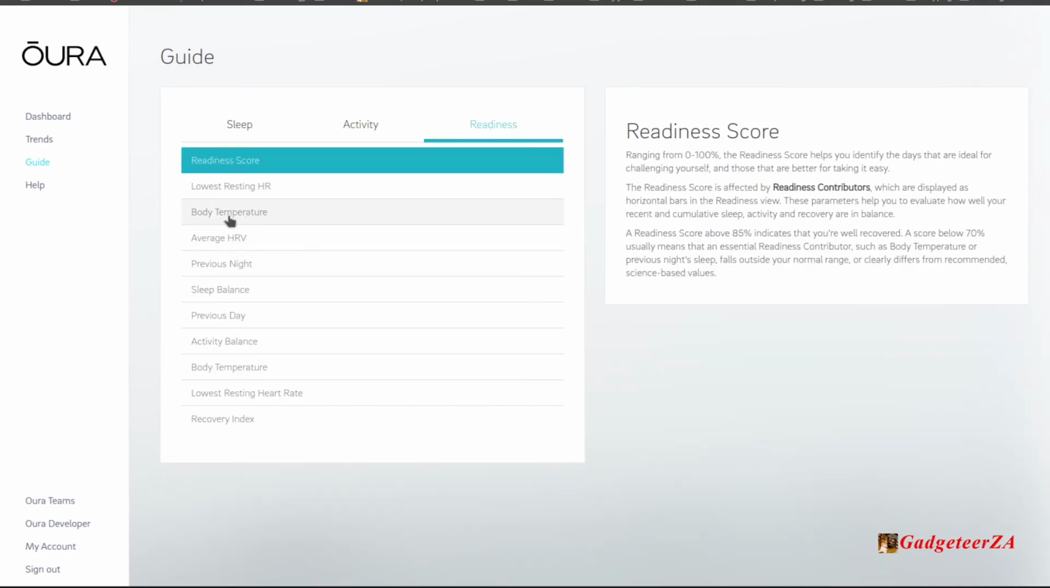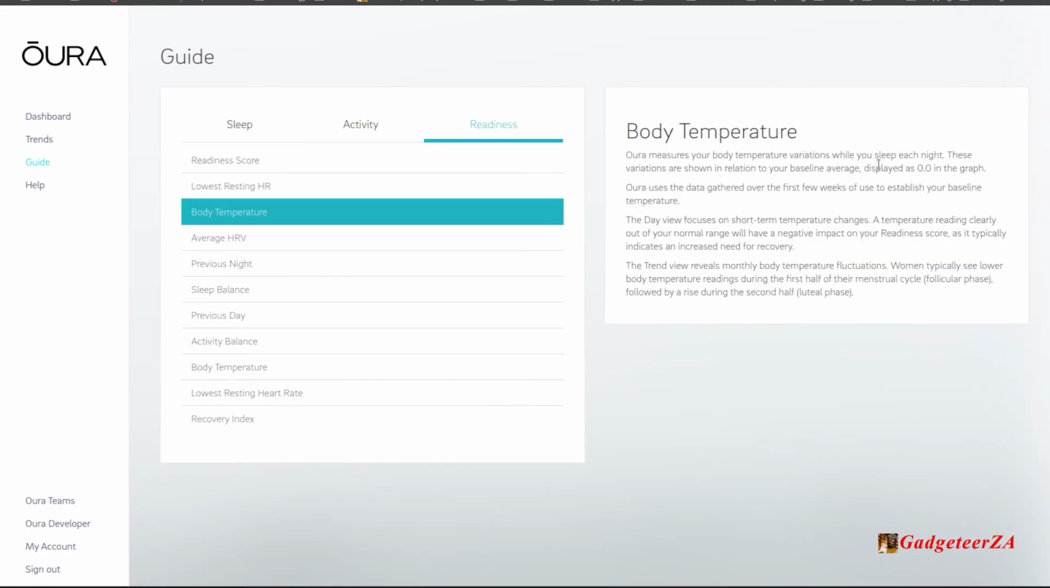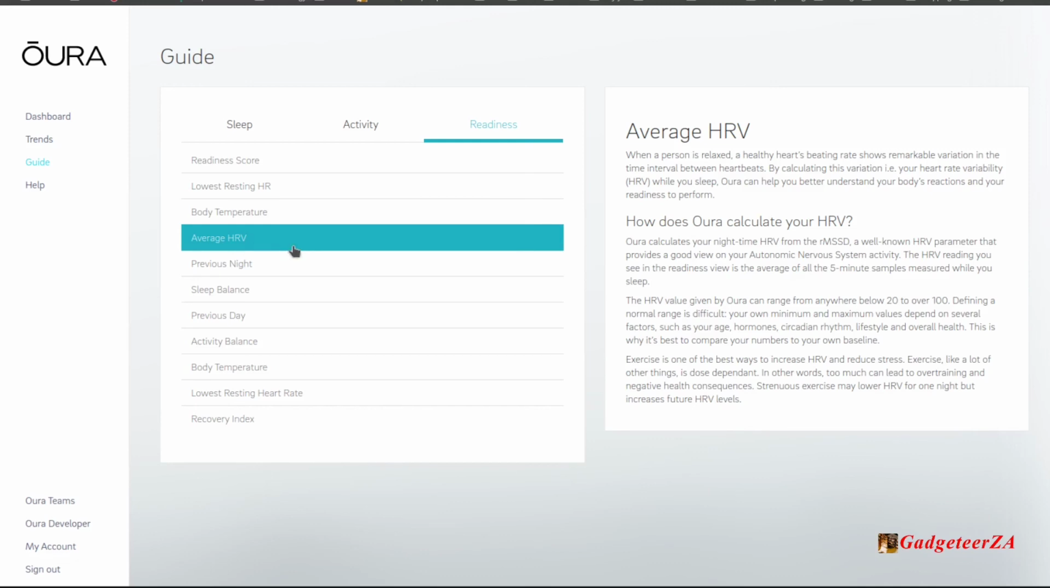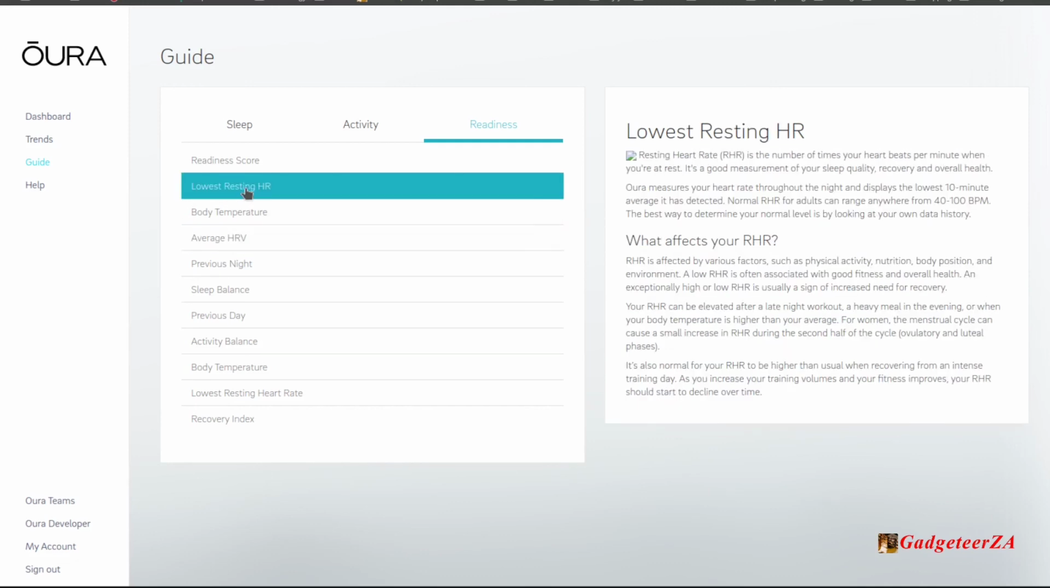Oh, there's body temperature. So that's measured there while you're sleeping each night. It establishes a baseline of zero, and it's basically showing if you're going up or down. Obviously, if you see something going up, you're going to be worried about possible illnesses or COVID-19 type scenarios. Average heart rate variation versus things like low resting heart rate. And there's also recovery index.